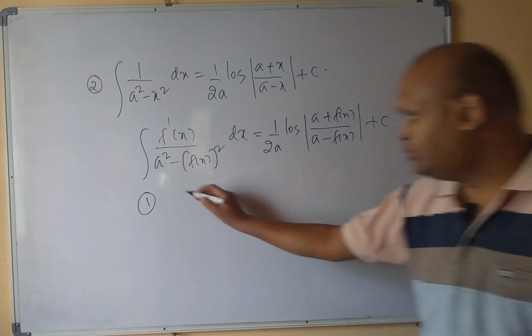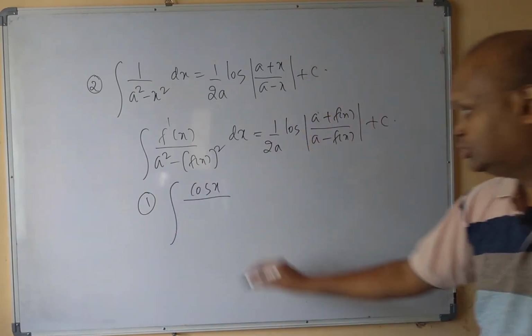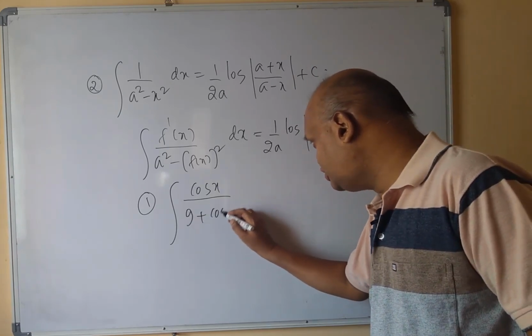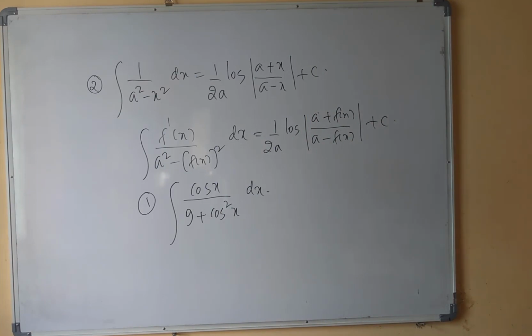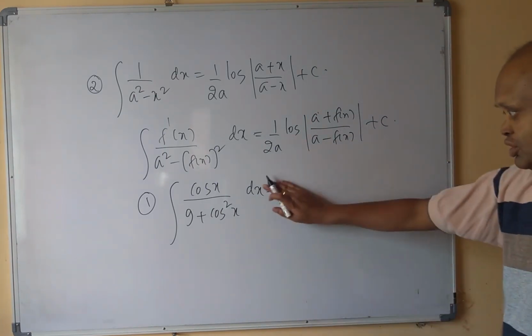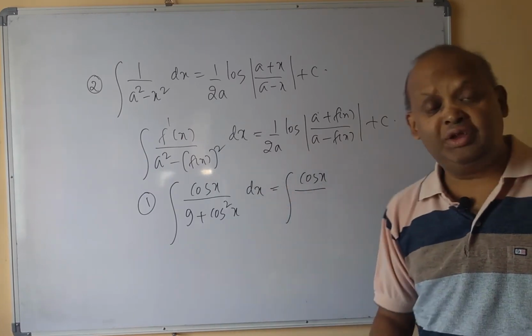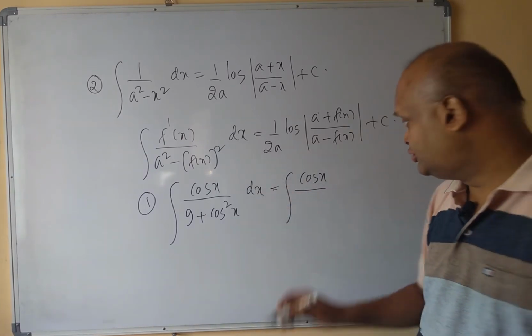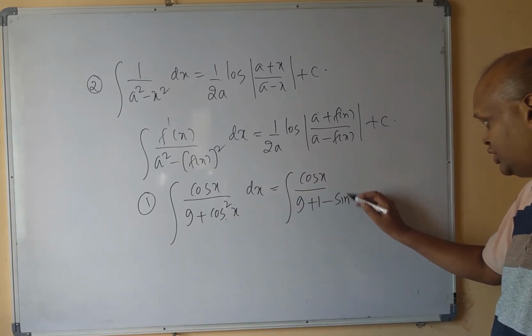Okay, so my problem number 1 is going to be cos x upon 9 plus cos square x. I want to discuss the problem related to cos x upon 9 plus cos square x. So definitely here, cos x, on differentiating what do you get? Sin x. So definitely 9, cos square x is 1 minus sin square x.